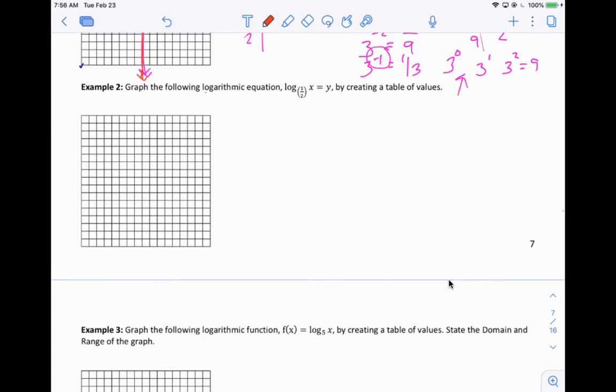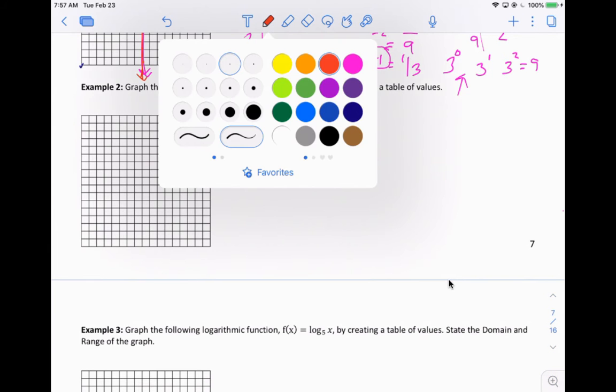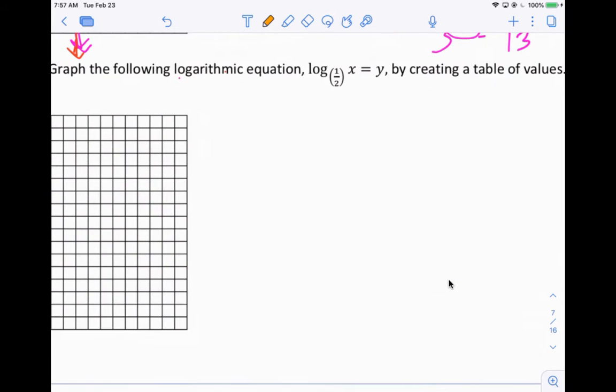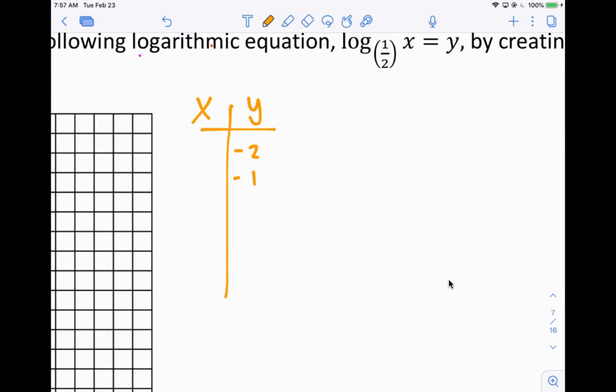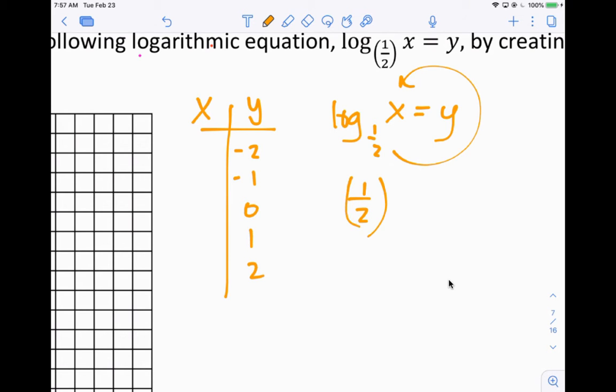So graph the logarithmic function log base 1/2 of x is equal to y by creating a table of values. Well, I already saw that choosing x's is going to be really hard, so I'm still going to choose the y's this time, just for every log function. I think that might be a good idea. We'll just choose those same ones. All right, so let's look at our function here. Log base 1/2 of x is equal to y, which means 1/2 to the y power is equal to x.